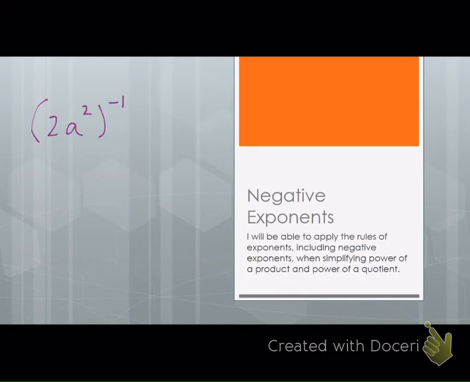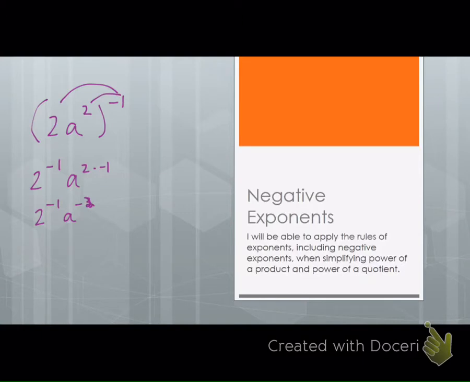If this is raised to the negative first and you distribute this, you have 2 to the negative a squared times negative 1, which is 2 to the negative a to the negative second. You guys see that? Therefore, what is 2 to the negative 1? Please do not tell me negative 2, because that is wrong.